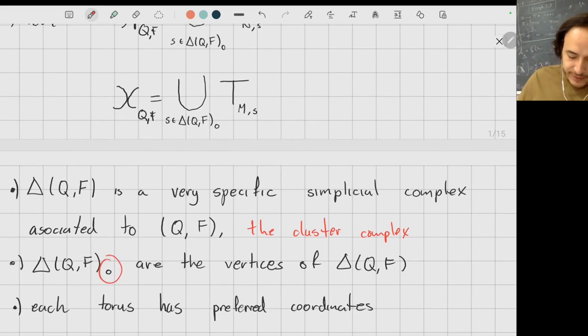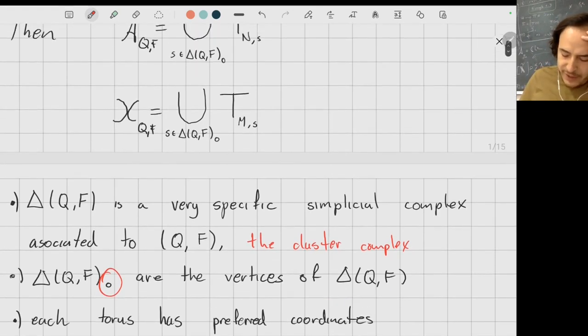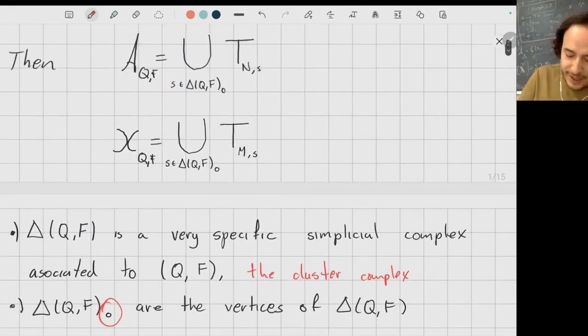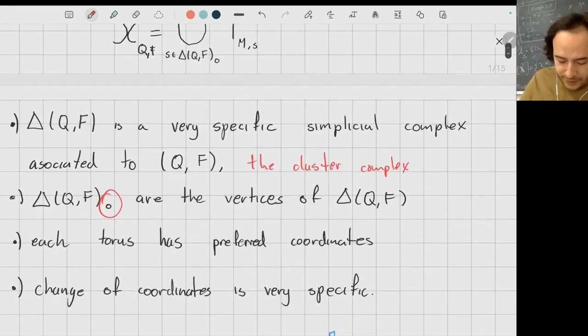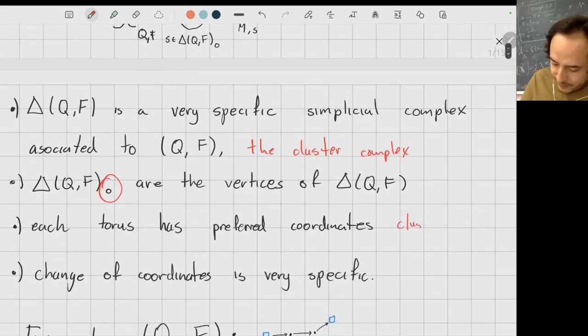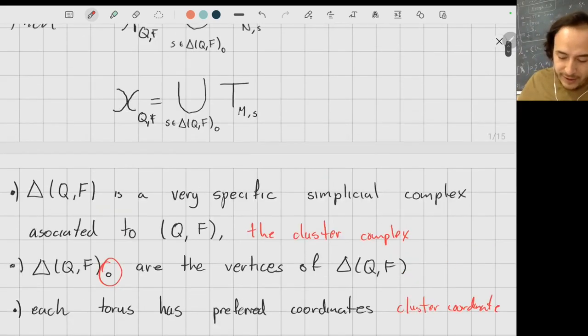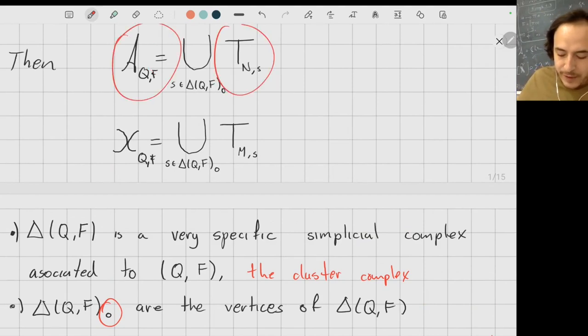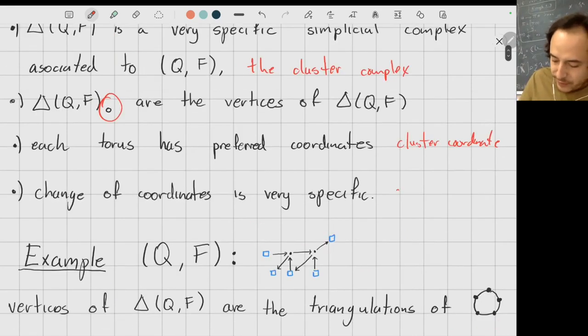As I said, this set stands for the set of vertices of the simplicial complex. This is a simplicial complex of dimension r minus one, if that helps in any way. And we are thinking that every torus has a preferred set of coordinates called cluster coordinates. The change of coordinates, or the gluing maps that I use to glue out this scheme, are very specific, and they are called cluster transformations.